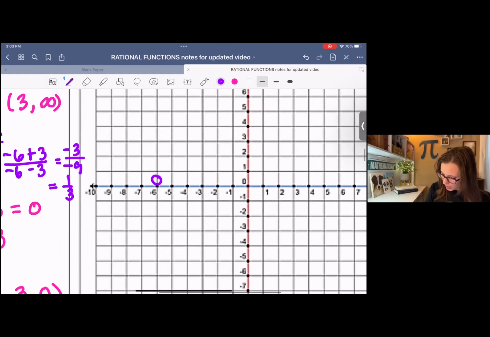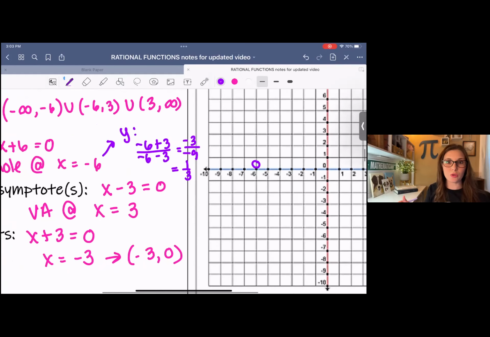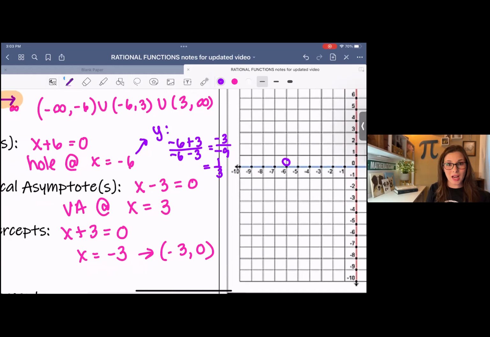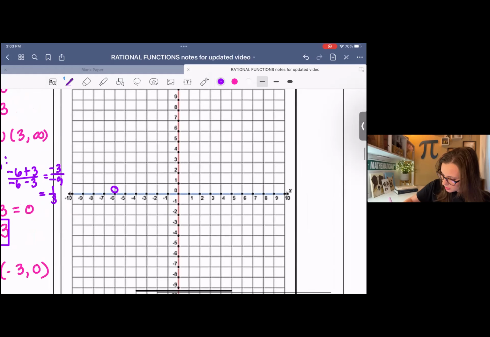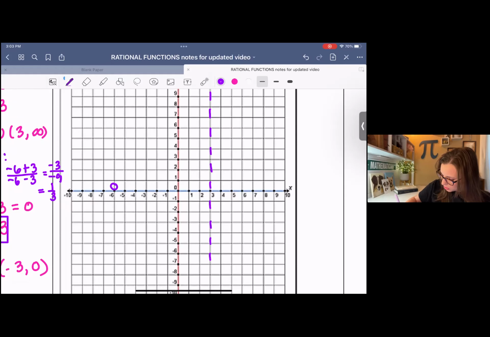And then I have a vertical asymptote at x = 3. A vertical asymptote is an imaginary line. So this is the equation of that imaginary line. Now, if you're looking at a calculator, you're not going to see anything. You're just going to see a jump in the graph. For this on paper, I'm going to do a dotted line or a dashed line, just so that I can show the reader or whoever's looking at this that there's a jump in the graph. And then I have an x-intercept at -3, 0. So I've plotted everything that I have so far.